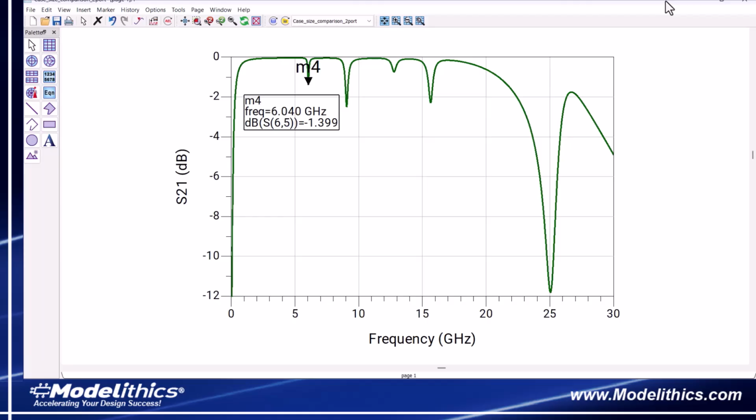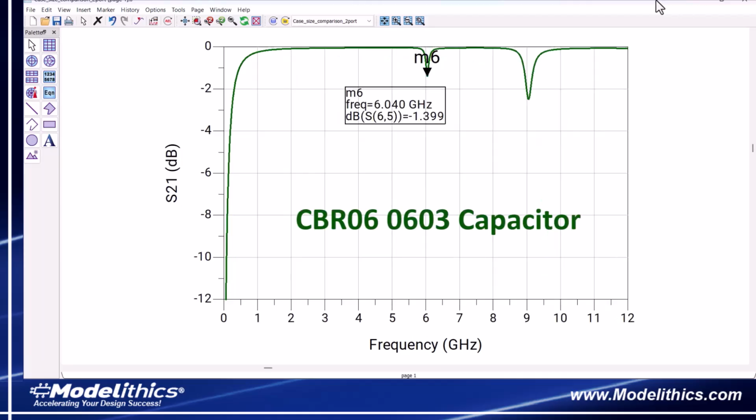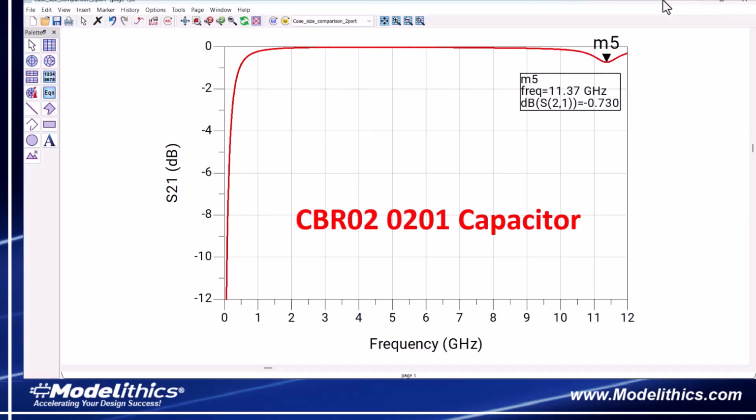So this analysis highlights the suitability of the capacitors for applications like DC blocking. The 6.8 picofarad CBR06 capacitor probably wouldn't be an appropriate choice for an application if the operating passband included the capacitor's first parallel resonant frequency of 6.04 GHz. However, the 6.8 picofarad CBR02 capacitor would be a candidate for use in more broadband applications because it exhibits a first parallel resonant frequency at a much higher frequency of 11.37 GHz.